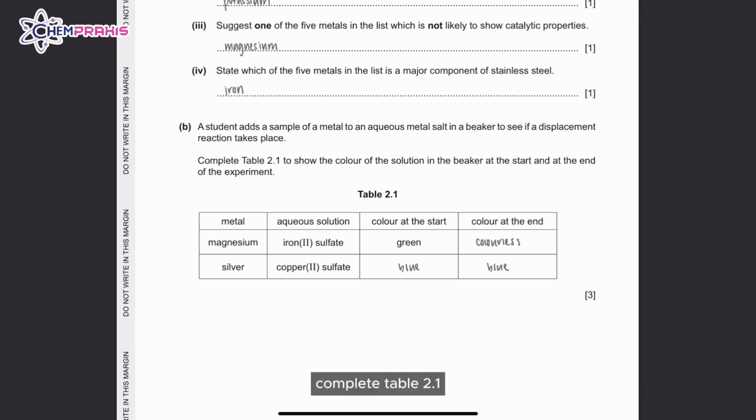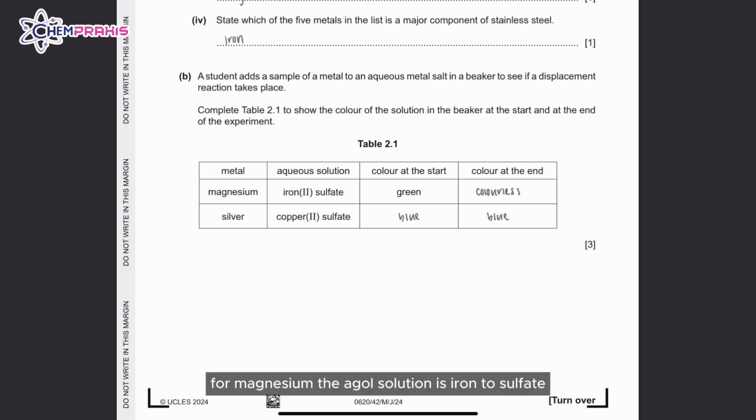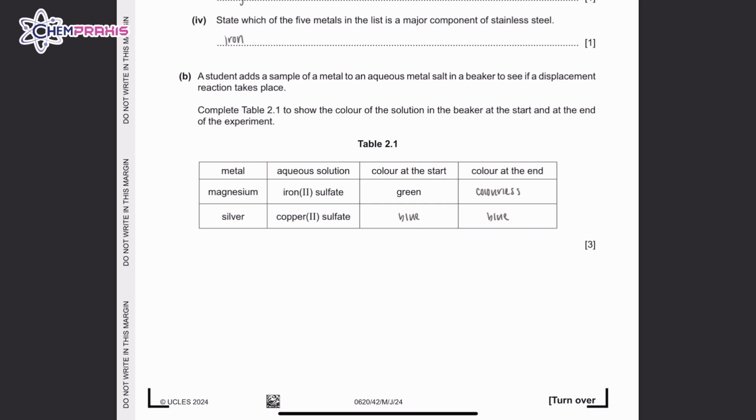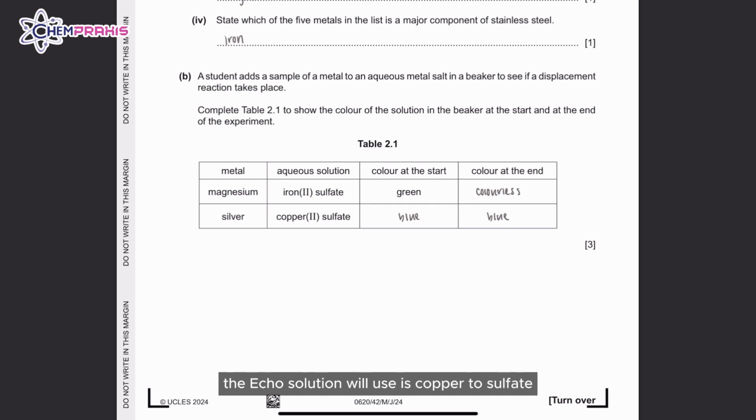Complete table 2.1 to show the color of the solution in the beaker at the start and at the end of the experiment. For magnesium, the aqueous solution is iron(II) sulfate, and hence, the color at the start will be green. And once the reaction is complete, the color should be colorless. For silver, the aqueous solution used is copper(II) sulfate. The color at the start should be blue, and at the end, it should also stay blue.